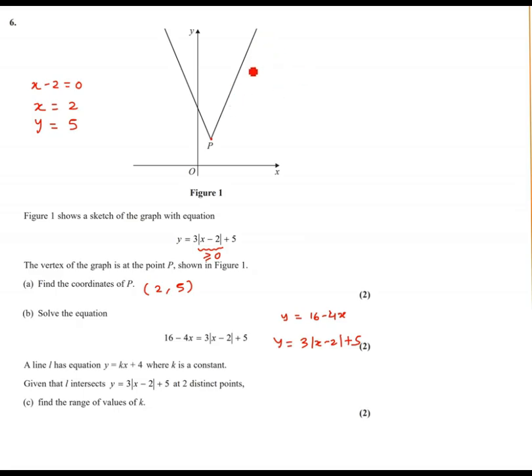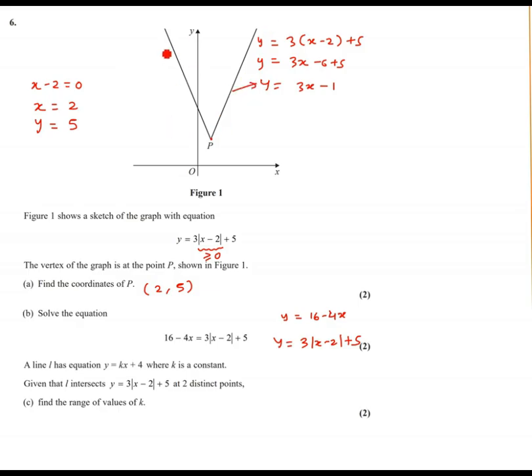So this line has a positive slope, so let's open the modulus with a positive sign. So this becomes y equals 3 times x minus 2 plus 5. So this becomes y equals 3x minus 6 plus 5, and then y becomes 3x minus 1. Okay, so this is the equation of this leg here.